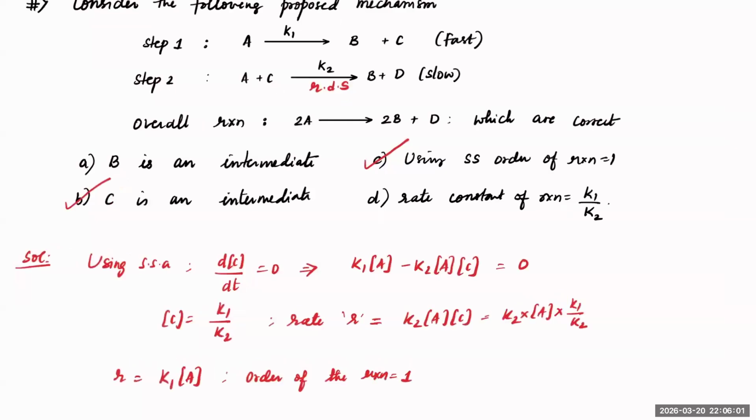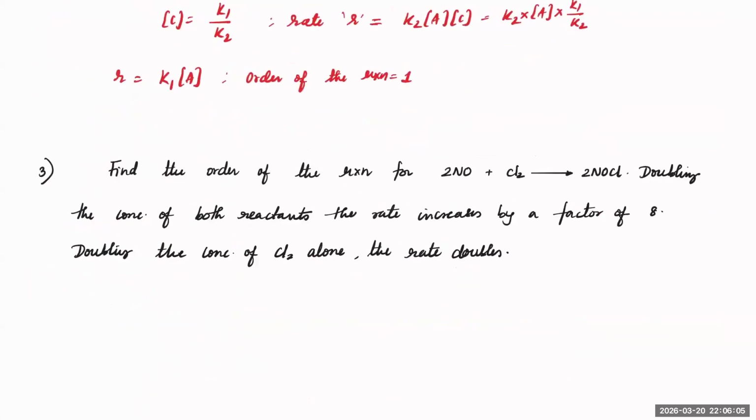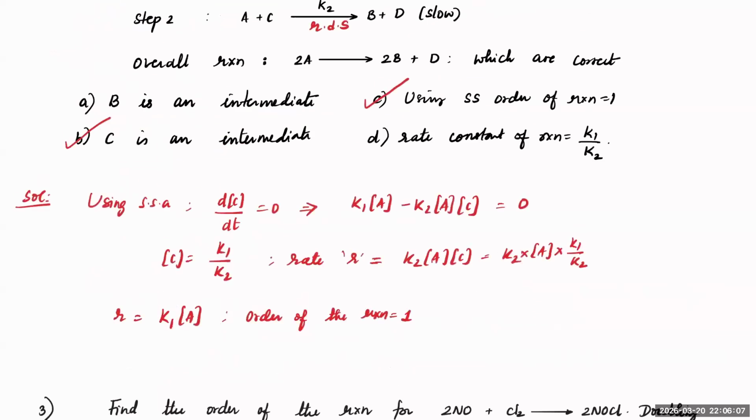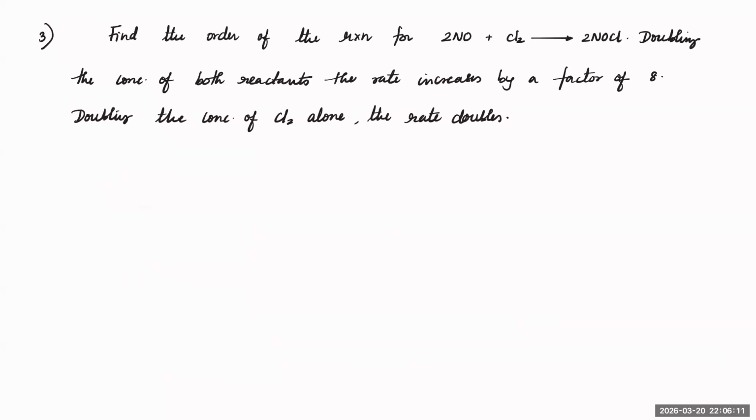So I suppose all of you understood this part, right? That was a simple one. Okay, I want all of you to try this one also. Check out another simple question. Find the order of the reaction for 2NO plus Cl2 giving 2NOCl. Doubling the concentration of both reactants increases the rate by a factor of 8. Doubling the concentration of Cl2 alone will give you double the rate. Please do it.